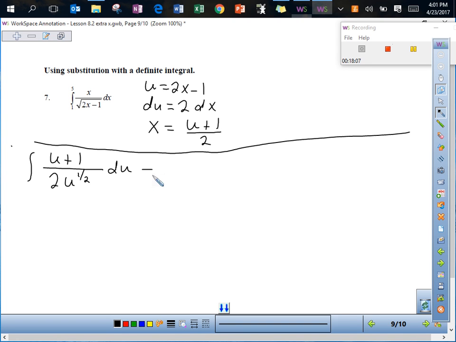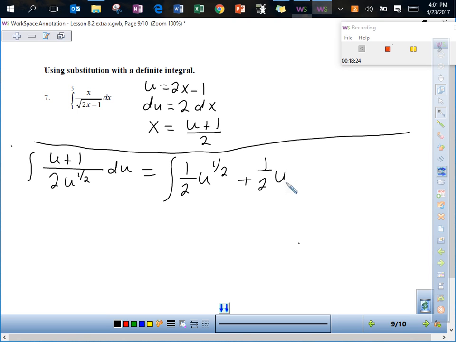Now let's go ahead and simplify this. So I'm going to think of u over 2u to the 1/2 as 1/2 u to the 1/2. I subtracted my exponents. Plus 1/2 u to the negative 1/2. I just brought that up.